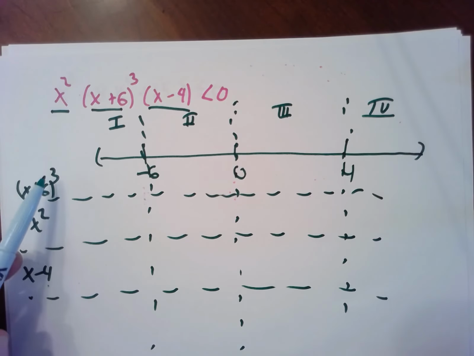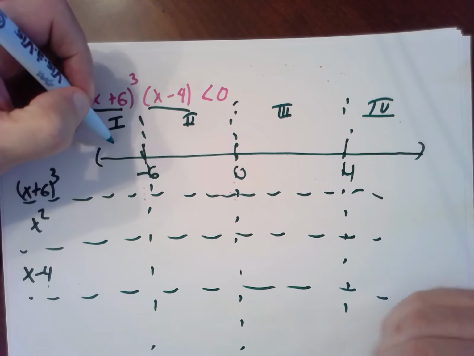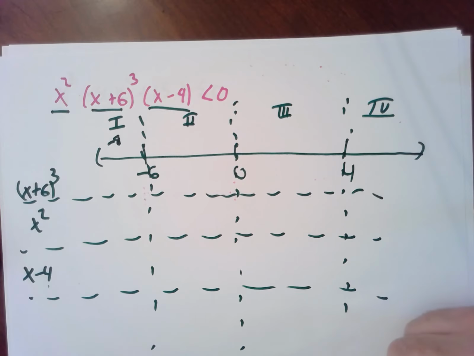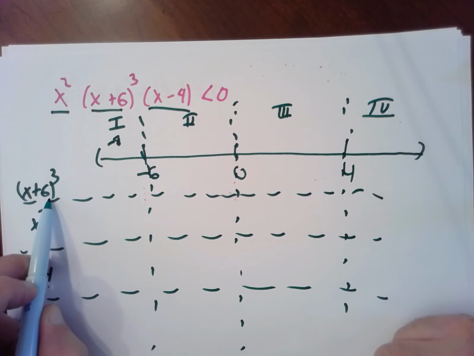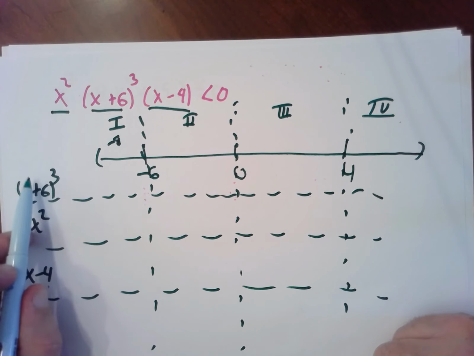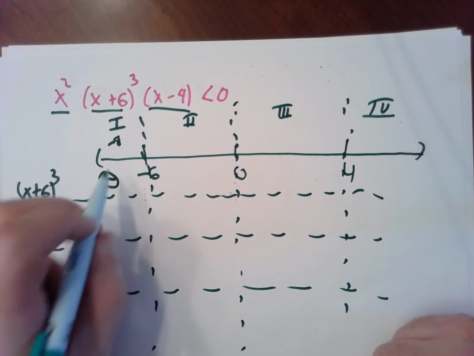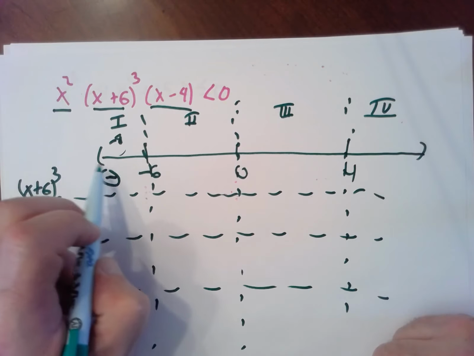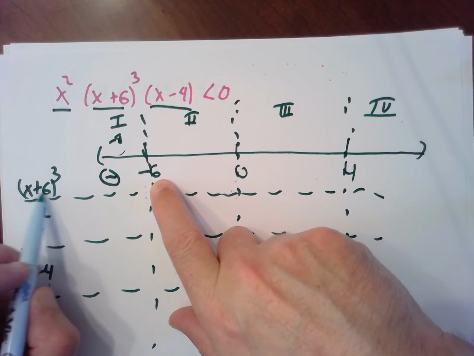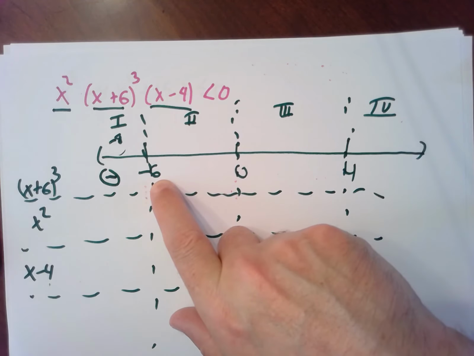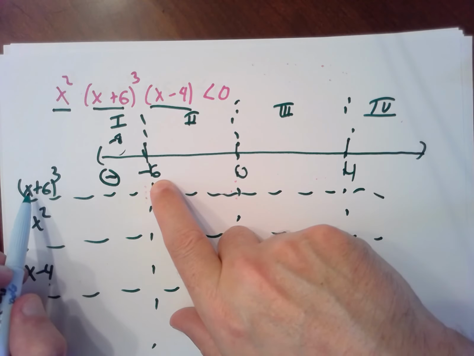Okay, so let's pick an x value back here. Choose anything you want, maybe -8. -8 plus 6 is -2. When you cube a negative, it stays negative. So this factor is negative in this entire region. And we know it's going to change signs right here at -6. Once it hits 0, it's going to change signs, if it changes, and it can only change once.